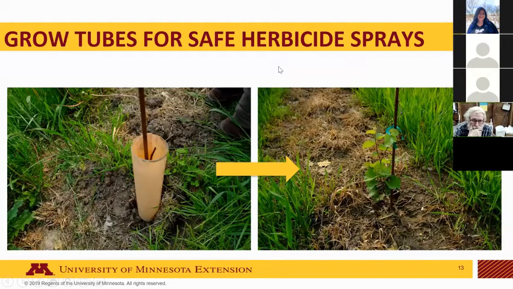When we have new vines, I do really recommend using grow tubes on those young vines in order to facilitate safe herbicide sprays. It allows us to spray herbicides around those vines without hurting that fresh new tissue. For me, in my opinion, that is the main purpose of a grow tube.